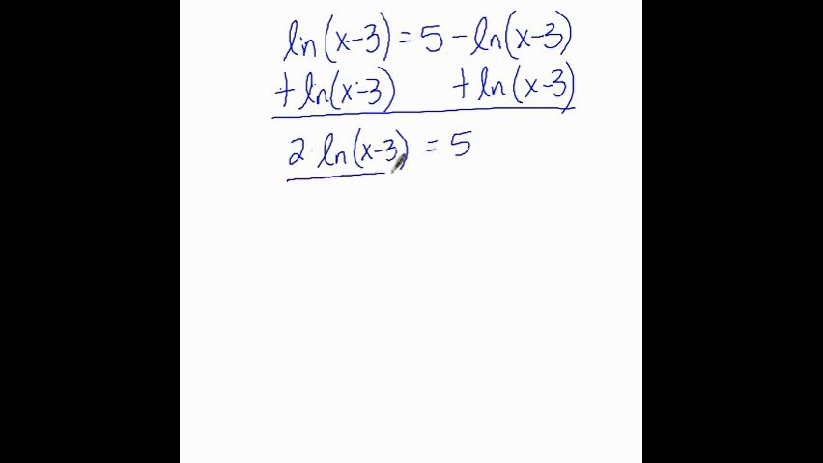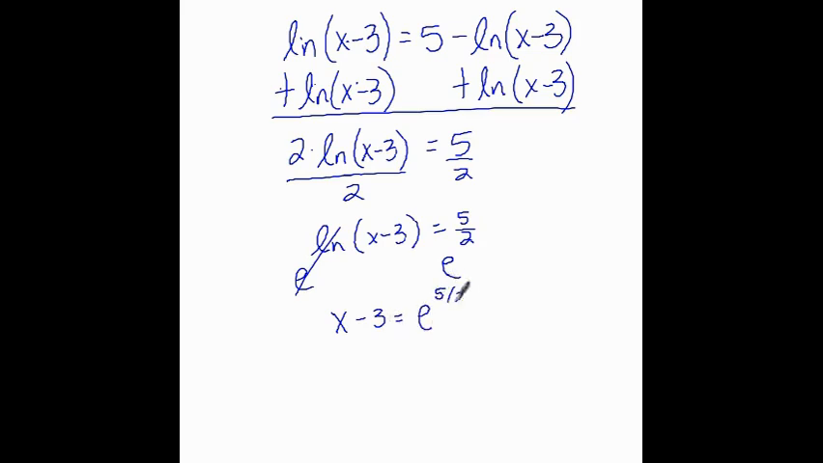This is going to be much more handy because I'll get to divide the 2 out as a constant, and I get natural log x minus 3 is equal to 5 halves. Now we can take the e of both sides, cancel that out. We get x minus 3 equals e to the 5 over 2.